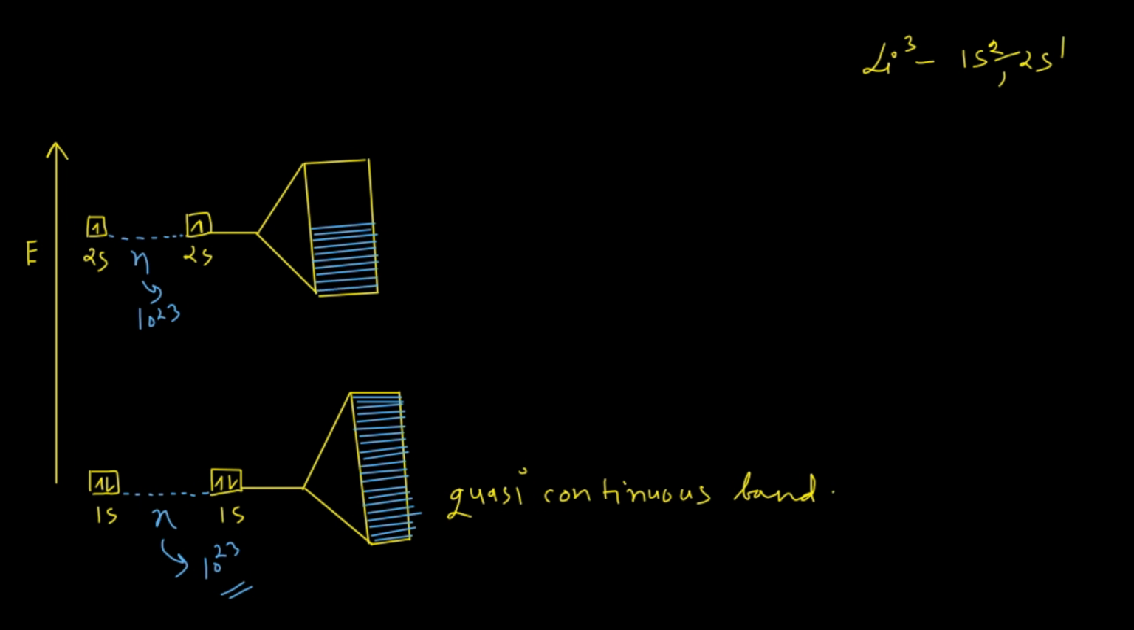But you know, above this you will also have 2p orbitals, right? This is how we can draw it, right? So now first of all we need to understand what is happening here. For this you need to know this is your quasi continuous band. This is as well your quasi continuous band. They all are the bands actually.